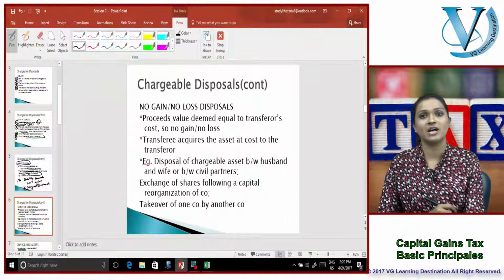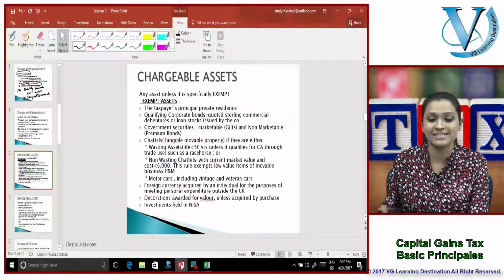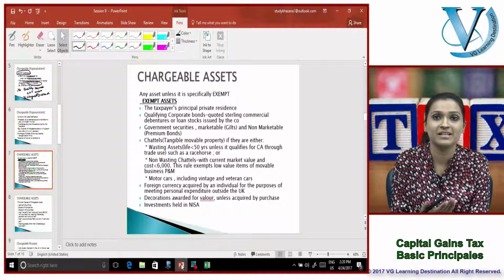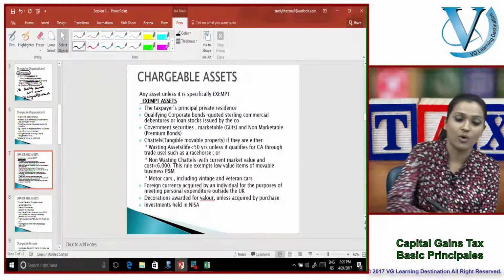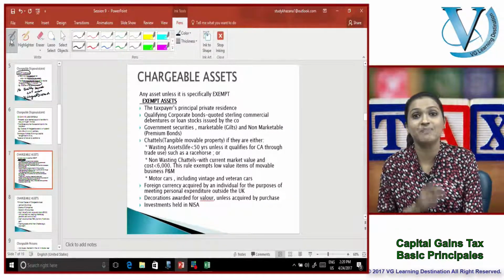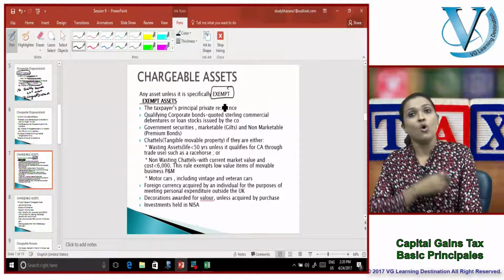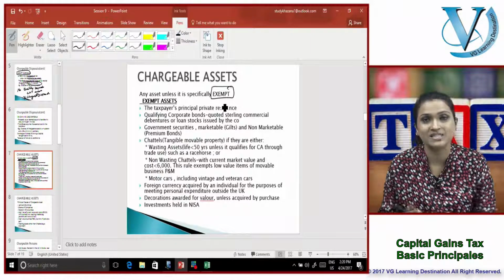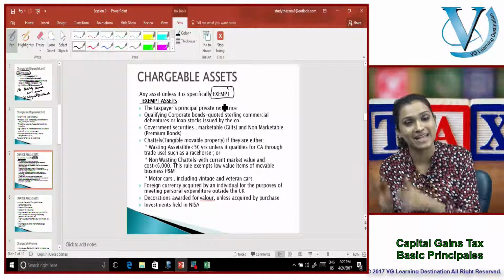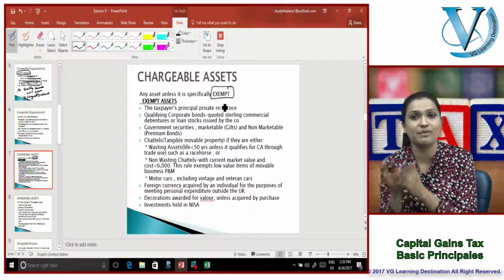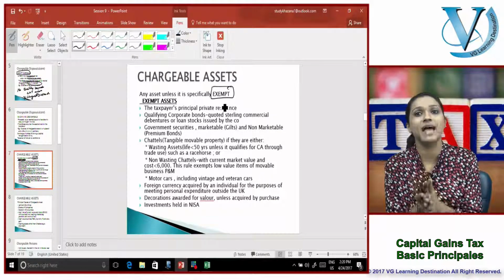Now that we know what chargeable disposals are, let's have a look at what are chargeable assets which will, when subsequently being sold off, attract the capital gains liability. So any asset, unless it is specifically exempt, will be called a chargeable asset. So all chargeable assets are what? Any asset which is specifically not exempt. So we work on an exemption basis. All assets are chargeable assets unless they are specifically exempt assets.